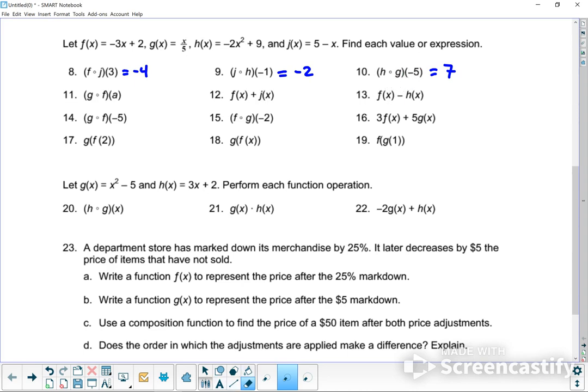Okay. So this time around, it's g of f of a. We don't have a number, so we're going to have to use a inside f. So f of a is going to be negative 3a plus 2. I'm going to put that inside of the function g. So here's my function g, and I'm going to put inside of it negative 3a plus 2.